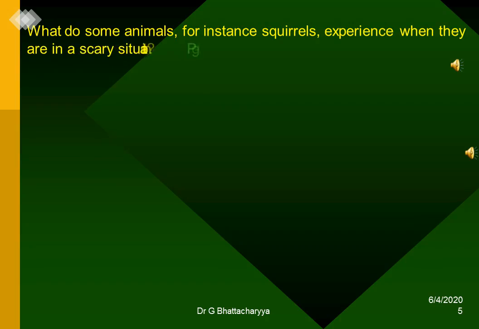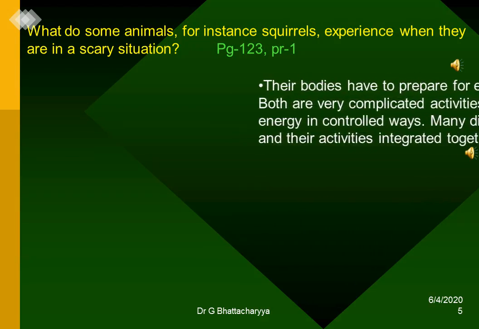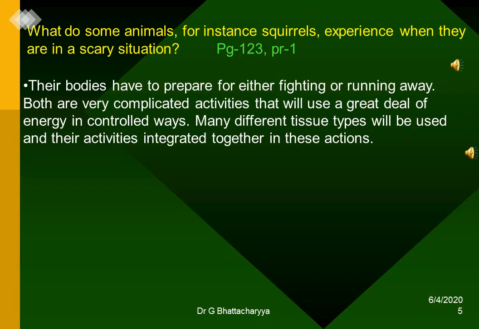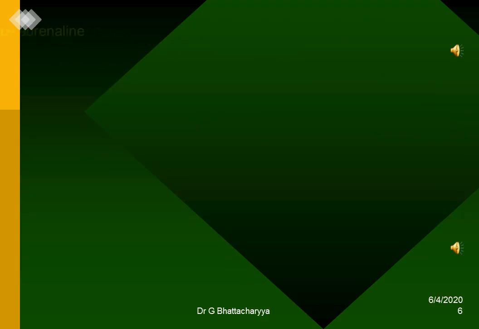What do some animals, for instance squirrels, experience when they are in a scary situation? Their bodies have to prepare for either fighting or running away. Both are very complicated activities that will use a great deal of energy in controlled ways. Many different tissue types will be used and their activities integrated together in these acts.